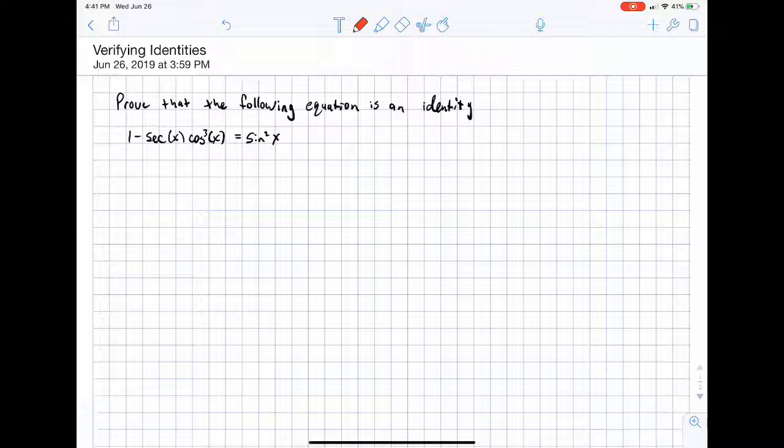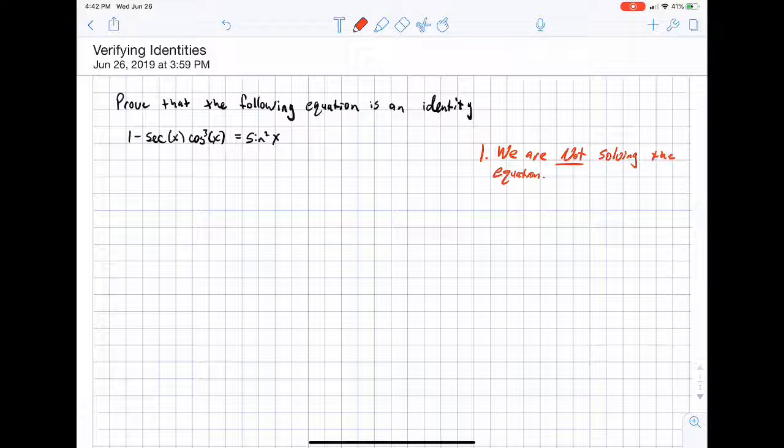So the first thing I want to let you know is that verifying identities is not the same as solving an equation. Okay, so we are not solving an equation here. What we're trying to do is make one side of our equation look like the other side of the equation. So the most common mistake I see students make is that they try to add the same thing to both sides of the equation or multiply both sides of the equation by something, and that's not what we're doing.